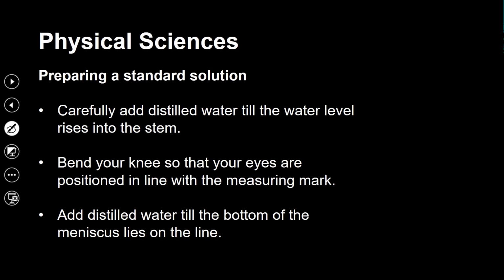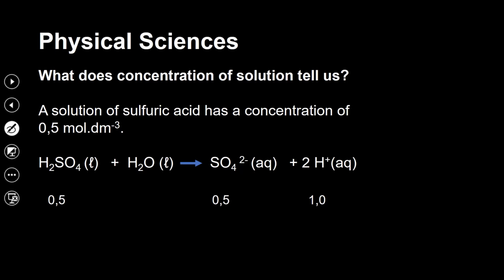And then we can also try to understand what exactly the concentration of a solution tells us. Let's say, for argument's sake, we've got a solution of sulfuric acid with a concentration of 0.5 moles per cubic decimeter. Remember, this is an aqueous solution, so water is the common solvent in which these homogeneous solutions are found. Now, in the presence of water molecules, there are two ions that make up this substance, the sulfate and the hydrogen ion.